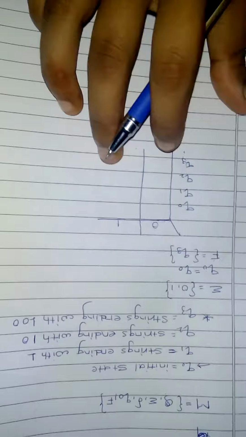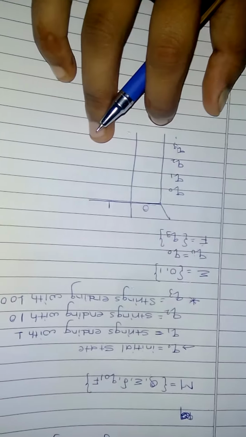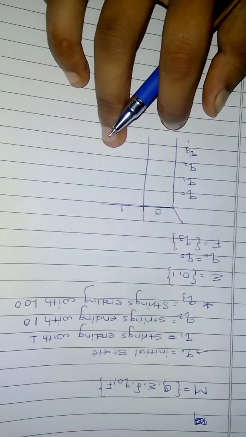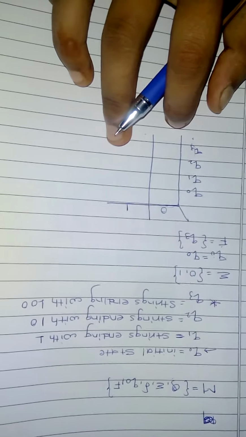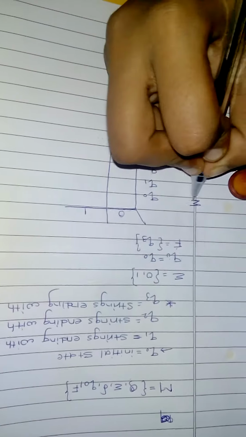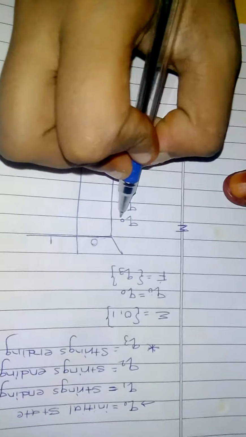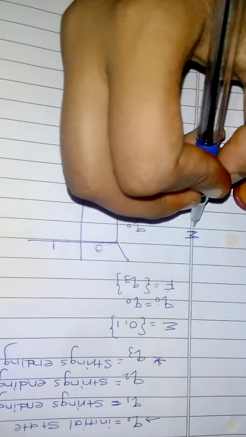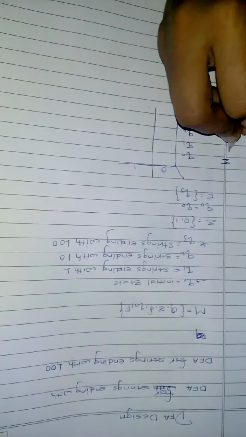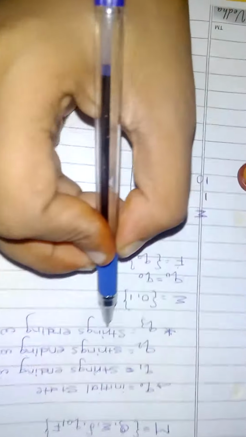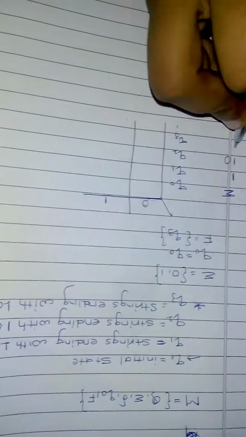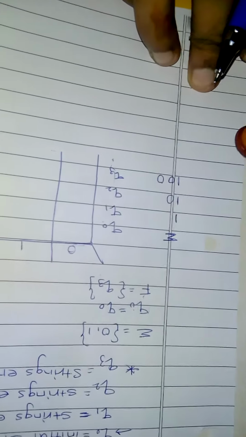Okay, and now as we have drawn this transition table, now what I'm gonna do is write epsilon beside Q0. This is our initial state, and after that, as Q1 ends with 1, so I'm gonna write here 1, and Q2 string ends with 10, Q3 ends with 100. Okay, now we have written this.